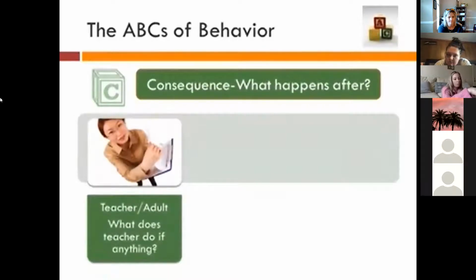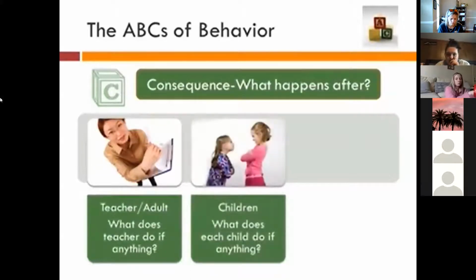The first response is by the teacher or the adult in the situation, if there is one. How does the teacher address the behavior? In what way did the teacher respond? Did the teacher give a punishment? Did the teacher redirect the behavior? Or did the teacher not notice the behavior and did nothing? The other person involved in behavior is probably another child.